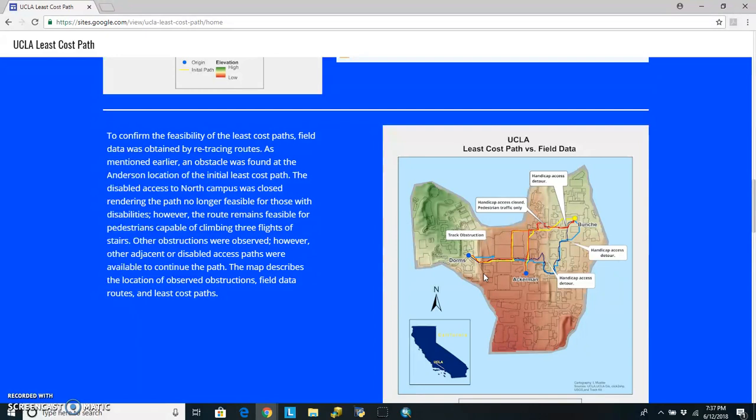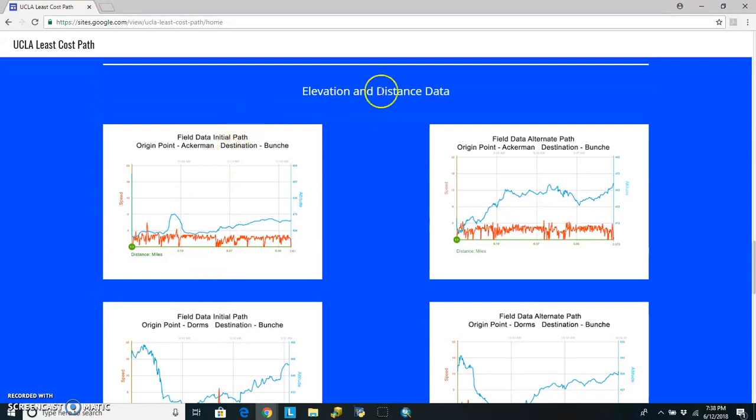The alternative path was longer and steeper. I did run into obstacles such as non-major stairs, but there were alternative disabled access paths adjacent to the calculated route that I walked. These graphs from TrackIt depict the altitude change of the routes taken in the map.